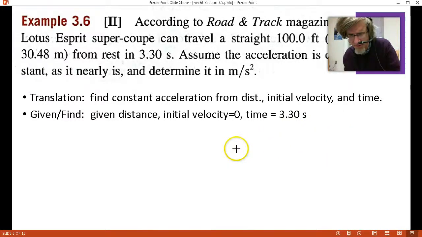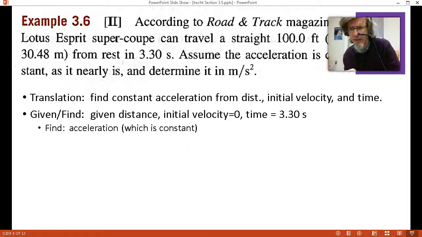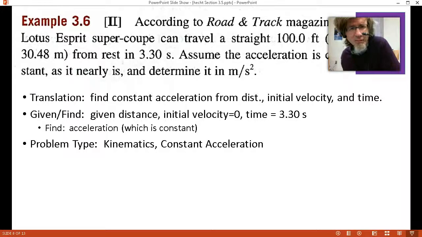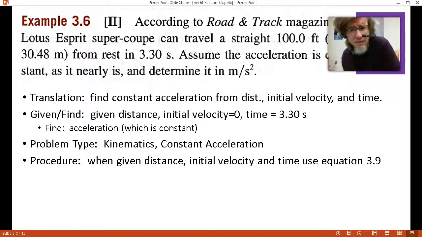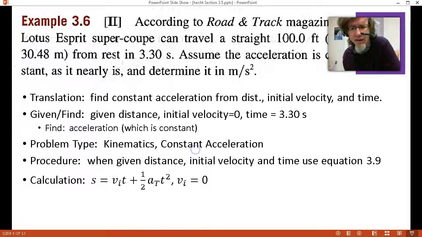All right, so let's do this. We're supposed to find acceleration. And we assume it's constant. The problem is kinematics, it's constant acceleration. So we've got constant acceleration, that's what we're supposed to find from distance, initial velocity, and time. Alright, so when you're given the distance, initial velocity, and time, use that equation 3.9. The equation 3.9 is the parabola one. You've got distance, initial velocity, time, and you can solve for acceleration.